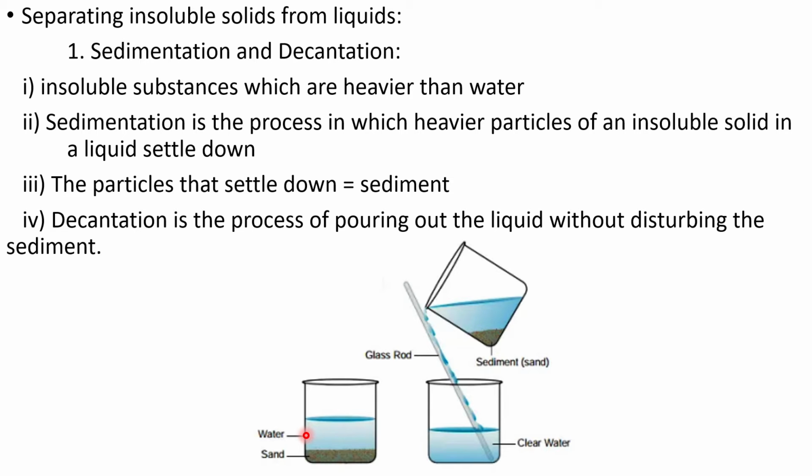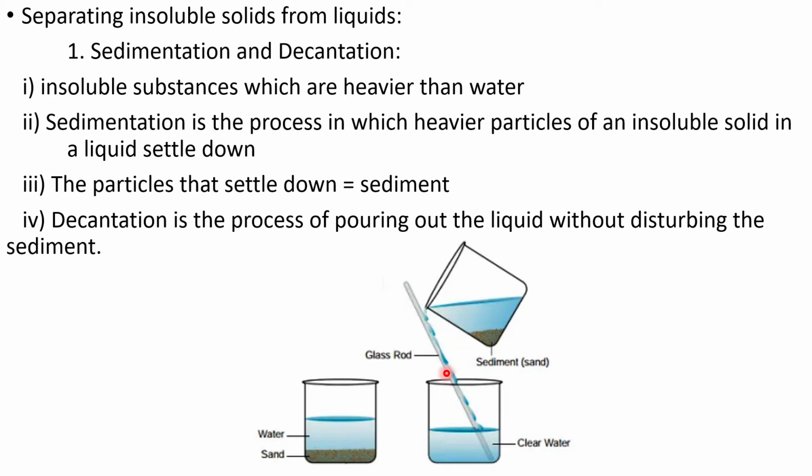What would happen is, after some time, the sand particles, being heavier than water, would settle down. The substance which settles down is referred to as sediment. Here in this mixture of water and sand, sand is the sediment. Now we have made the sand, the sediment, settle. That means we have done the process of sedimentation. Now we proceed to decantation, which would ultimately lead to the separation of sand from water.